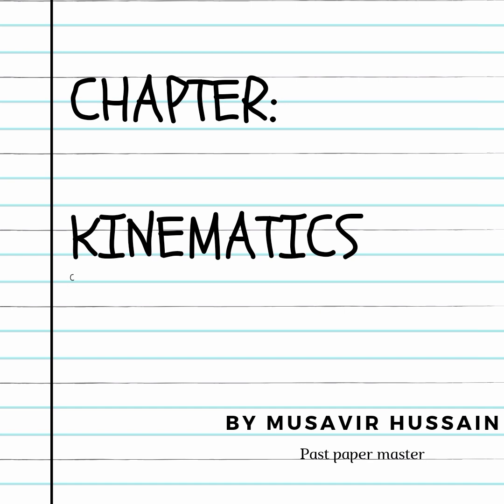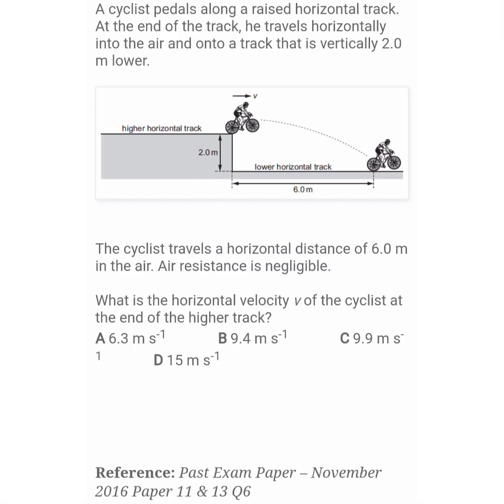Today we are going to start the fourth numerical of kinematics from the past paper. So let's start. The question is: a cyclist pedals along a raised horizontal track. At the end of the track, he travels horizontally onto the air and onto a track that is vertically 2 meters lower. The cyclist travels a horizontal distance of 6 meters in the air. The air resistance is negligible. What is the horizontal velocity v of the cyclist at the end of the higher track?